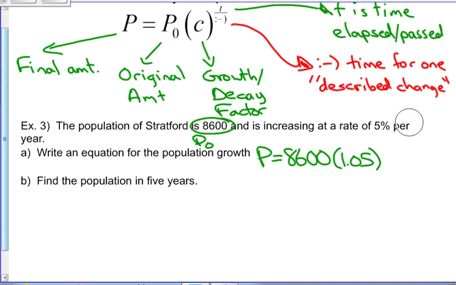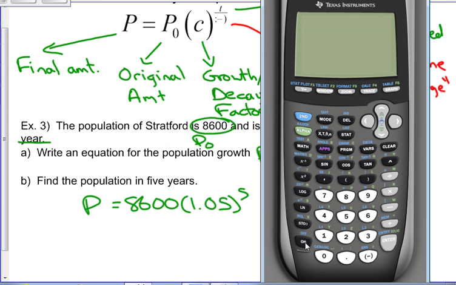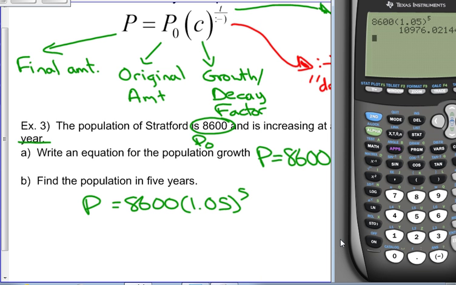Okay? T is unknown to us at this point, and since it says per year, smiley face is 1. So we can call it t over 1, or just t. Now, we'll find the population in 5 years. So that means substituting in 5 for t. We go to our calculator. 8600 times 1.05, all to the power of 5, 10,976 people is what we project.